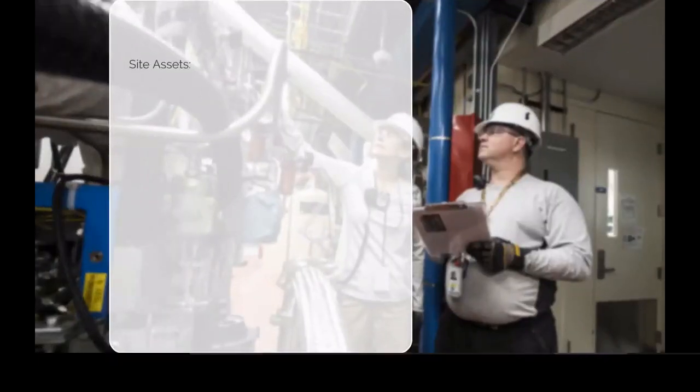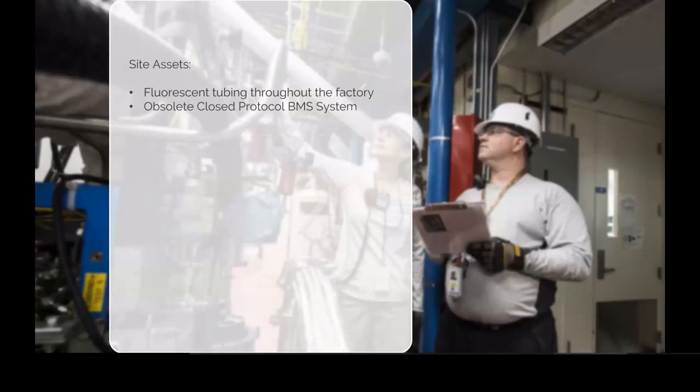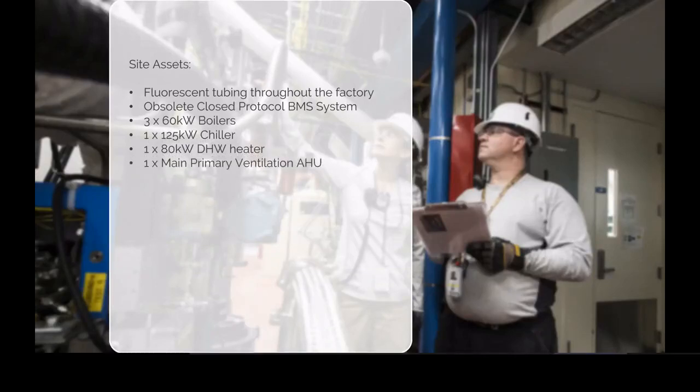So now we want to get more in depth in the site. We want to know intrusively, how is that site using energy? What plant and equipment, what assets are being used on site? So really understanding the site in its entirety. So what do we do? We start with a survey. We look at the site assets. So we've gone to the factory. We've identified that there's fluorescent tubing throughout. There's an obsolete closed protocol BMS system. There's three 60 kilowatt boilers. There's a 125 kilowatt chiller. There's an 80 kilowatt domestic hot water heater, which is standalone, gas fed, so it's not on the primary circuit.